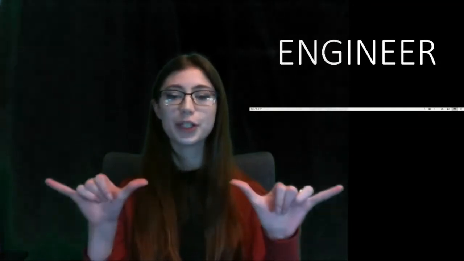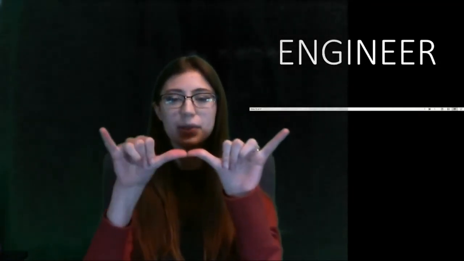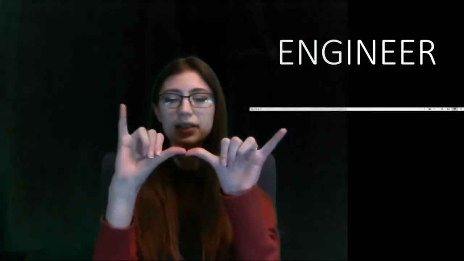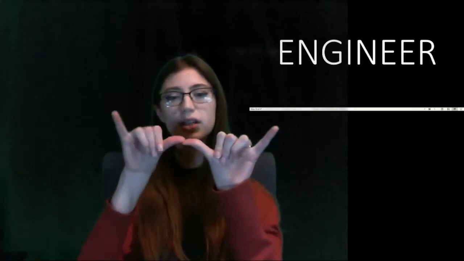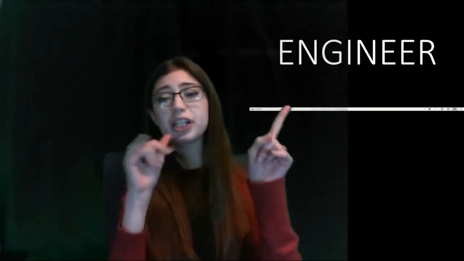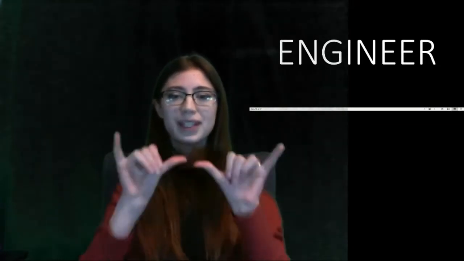Engineer, two Y hand shapes with your thumbs together. Your dominant hand is going to wiggle up and down, moving at the wrist. So, engineer. But for engineer, like the jaw, you're going to add the agent marker. Engineer.